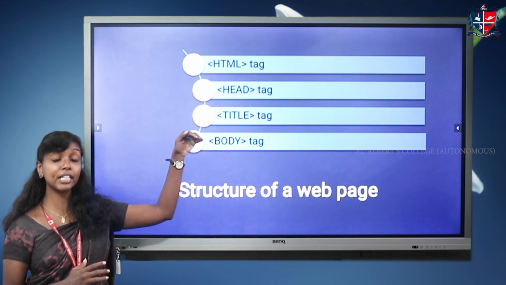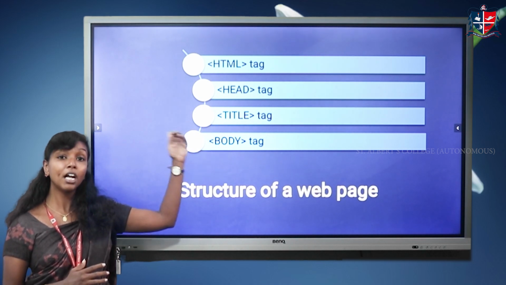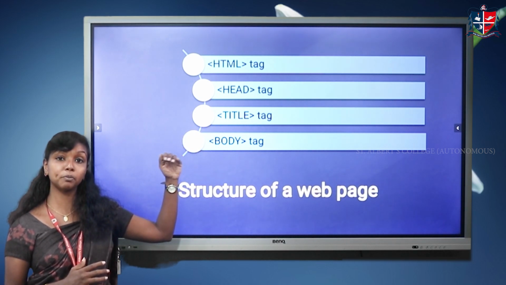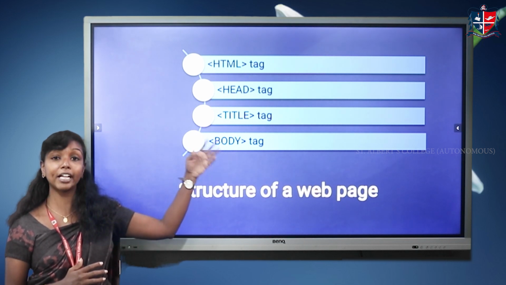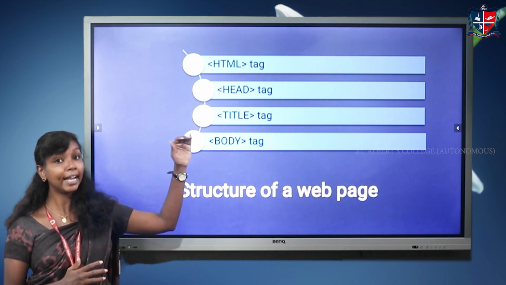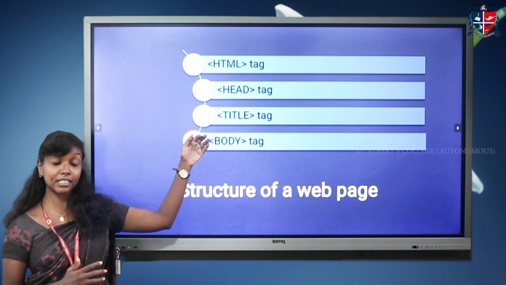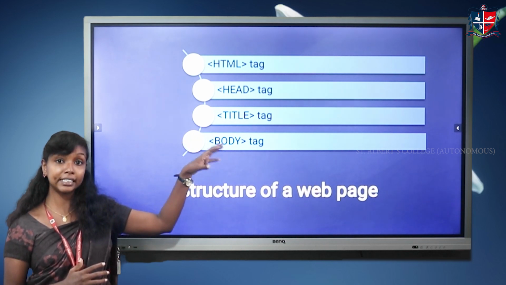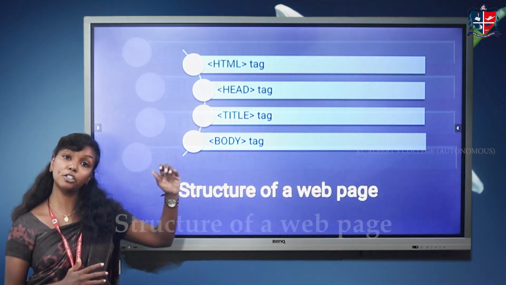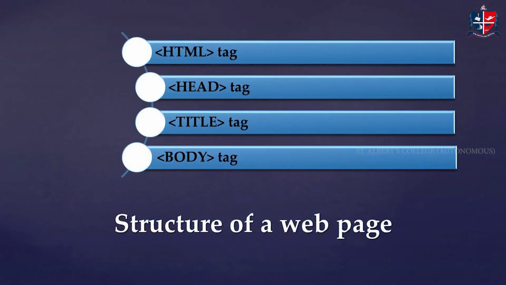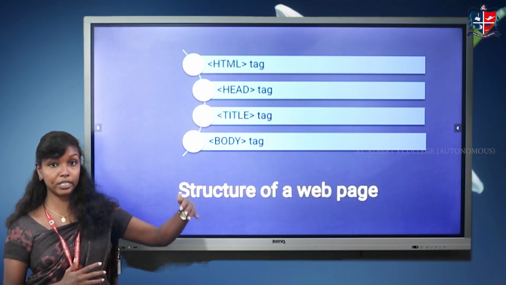And then after the HTML tag comes the head tag. The head tag marks the head section of that particular document, and the attributes will be shown in the head tag. Next comes the title tag. The title tag is used to give the title of the document, the title of that particular web page. The title tag is also a pair tag. It consists of an opening tag and a closing tag.